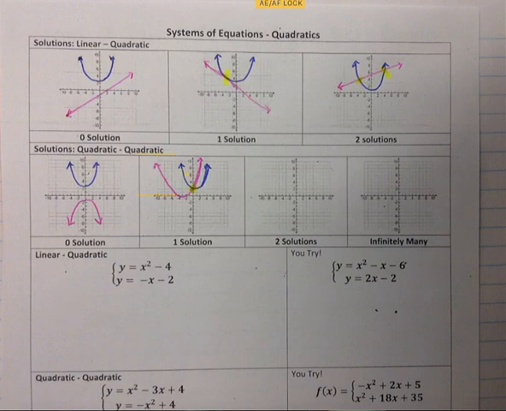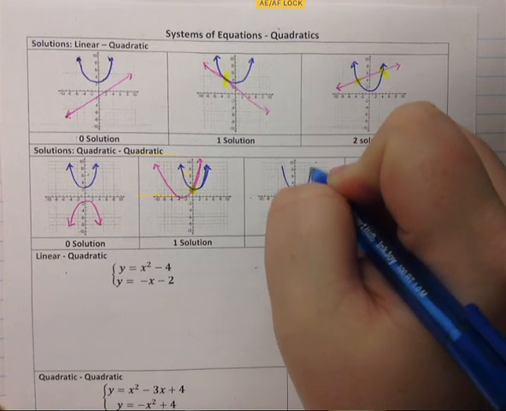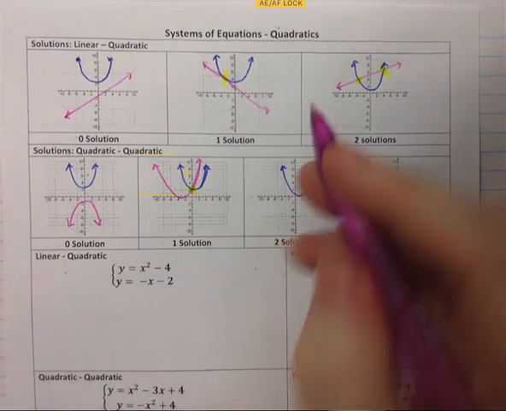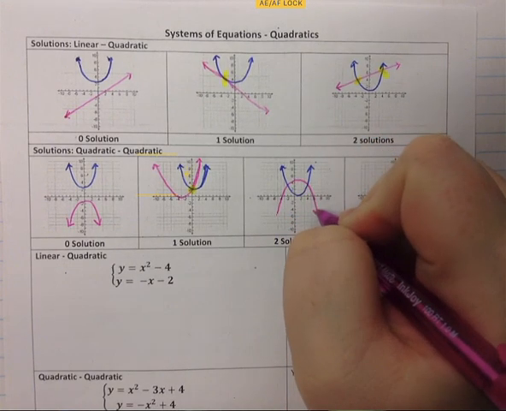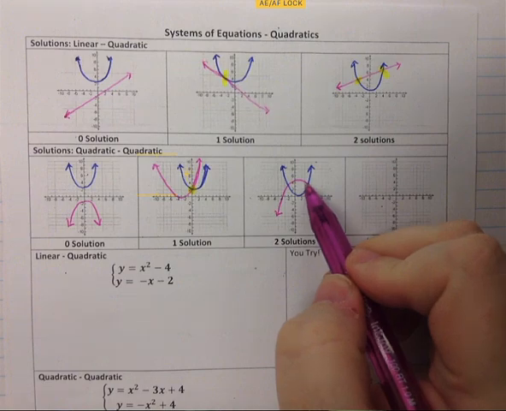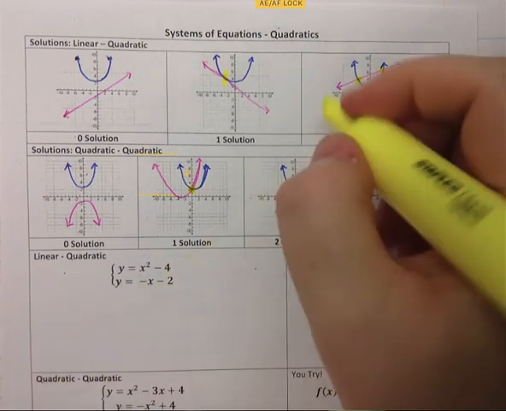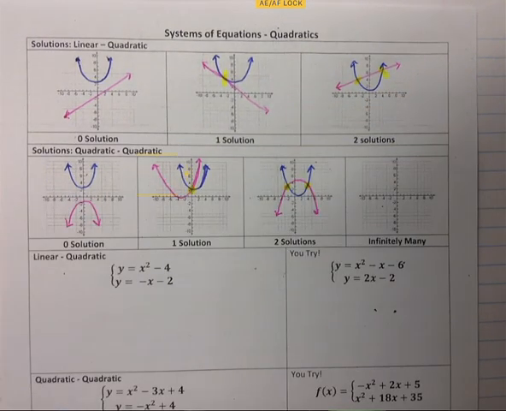For 2 solutions, a lot of times you'll see this when you have a parabola opening up and a parabola opening down, but this time they will actually cross. My first parabola is opening up, and then I'll have a parabola opening down, but it just needs to cross through it twice. So we can see that we have two intersections, so that's why we have two solutions. And again, this is just the way that the graphs could potentially look. This is just an example.